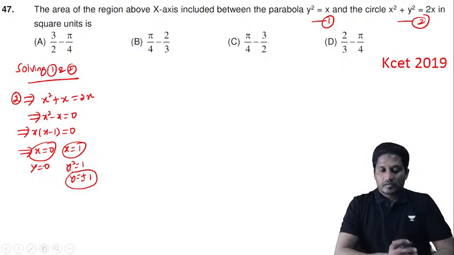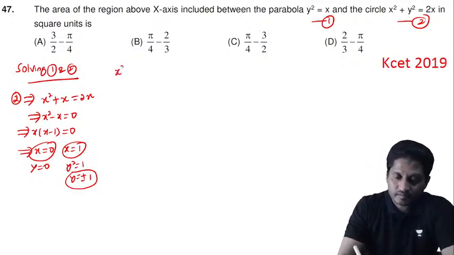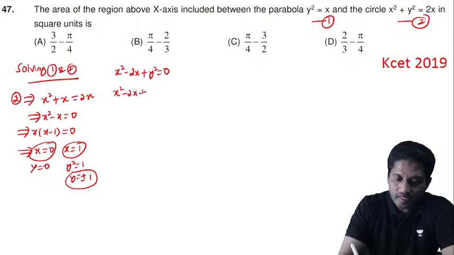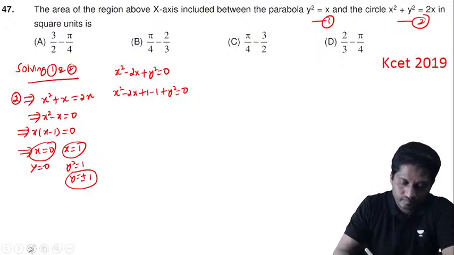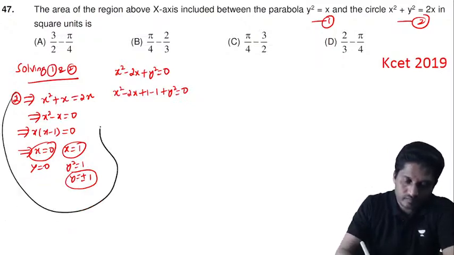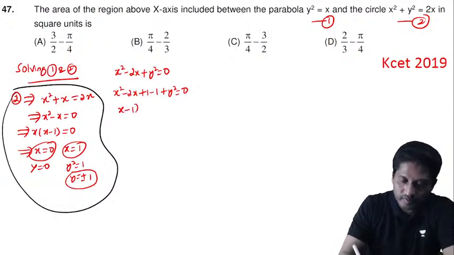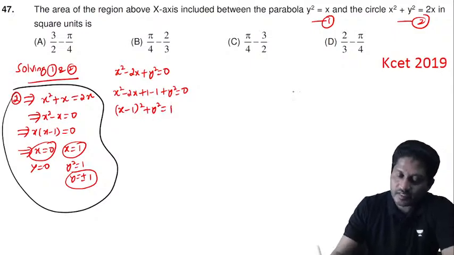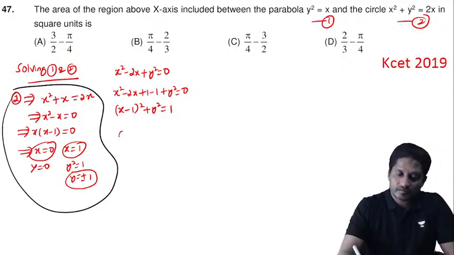Right, now this is x square minus 2x plus y square is equal to 0. This is x square minus 2x, add 1, subtract 1 plus y square is equal to 0. First three terms will always be a perfect square, x minus 1 the whole square plus y square equal to 1. So you get a circle, right, whose center is 1 comma 0 and radius is 1.